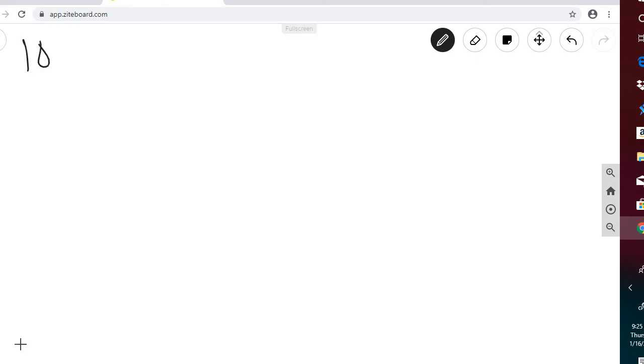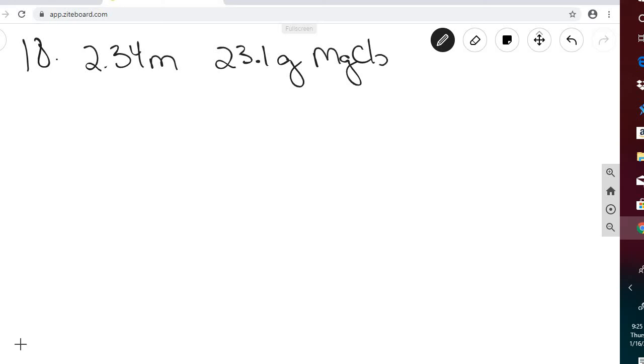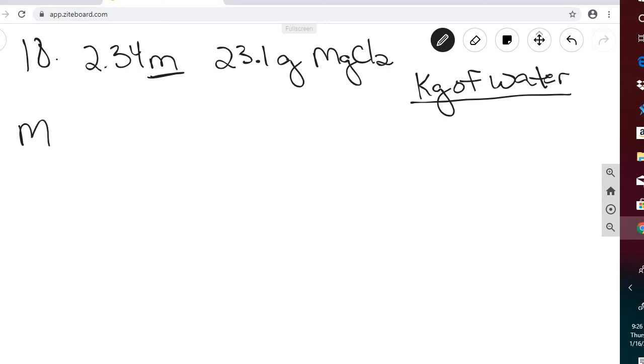Okay, number 18, I think is we're going to do 18. Yeah, number 18. A chemist wants to make a 2.34 molal solution by mixing 23.1 grams of magnesium chloride. How many kilograms of water will need to be used? Okay, so as soon as you see kilogram and this, we're dealing with the molality way of expressing concentration. So molality is equal to moles divided by kilograms.